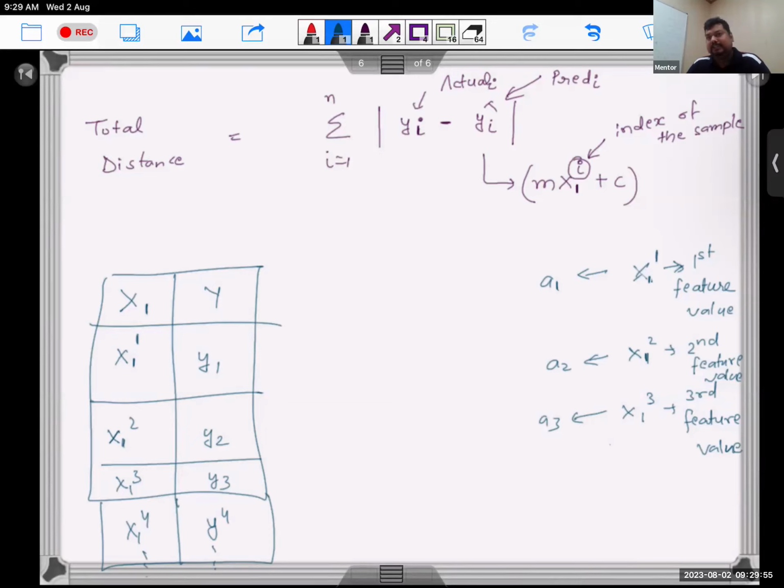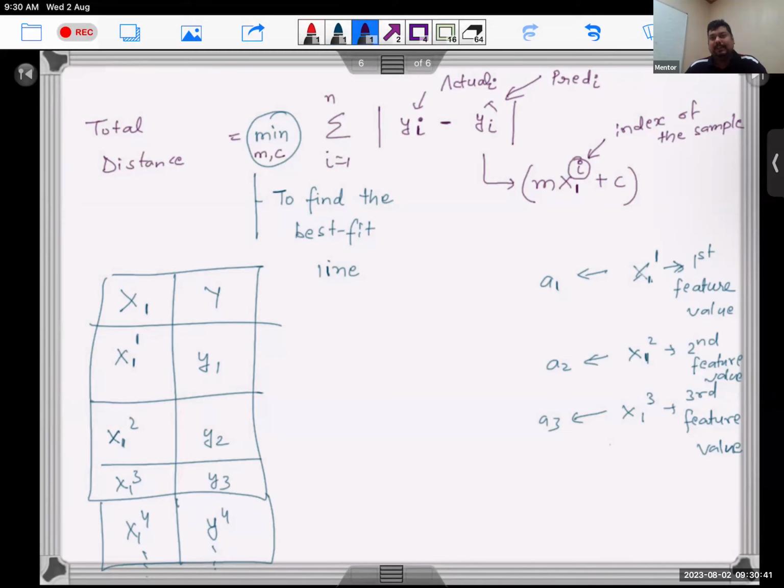So my purpose is to minimize it or maximize it to find the best line? Minimize it. This total distance needs to be minimized to find the best line. And what are the variables in this equation? What are the unknowns that I want to determine? M and C. So I'll be minimizing this equation with respect to M and C. So far, so good. Any questions up to this point?